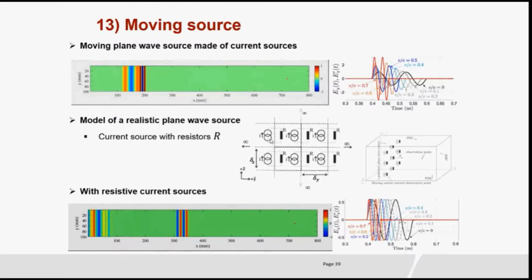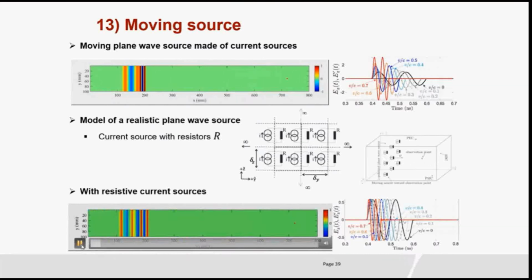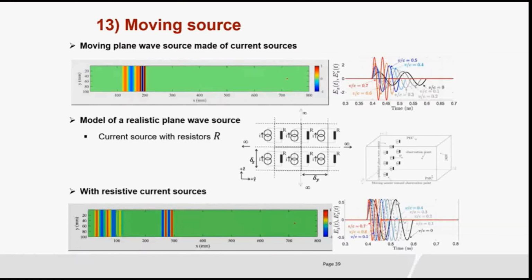So I changed the model of the source by adding a resistor. By adding a resistor, you're making the source interact with waves. It's not like an invisible or non-interacting source. This one I consider to be more realistic. If we add the resistor to the current source like this, and we move the source, you will get this result. We still have the Doppler effect here and here, but when you look at the amplitude, it stays always the same, which makes more sense.